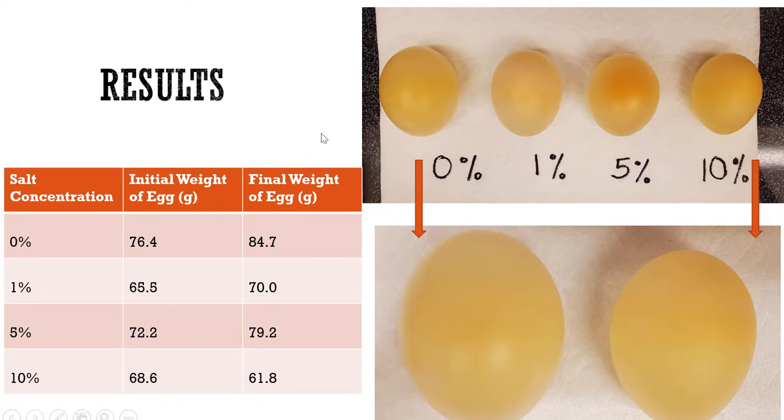These are the results. Visually, the results are here for 0%, 1%, 5%, and 10%. Here's a zoomed in picture of just the 0% egg and the 10% egg side by side. The table to the left has the salt concentration in the first column, the initial weight of each of the eggs in the middle column, and the final weight of the eggs in the third column, all measured in grams. So now you get your results and you make your interpretation.